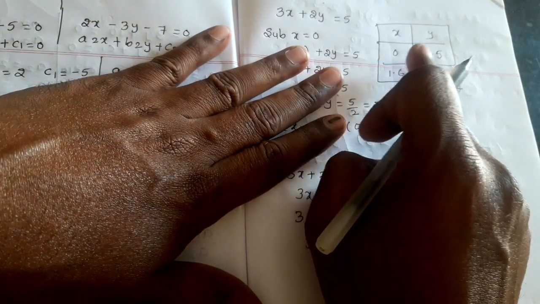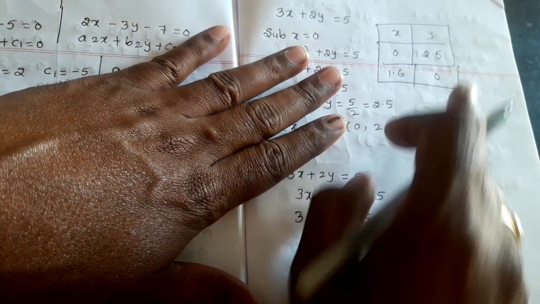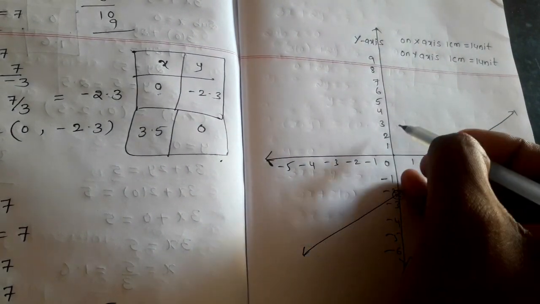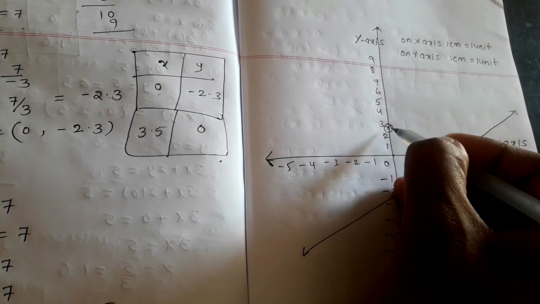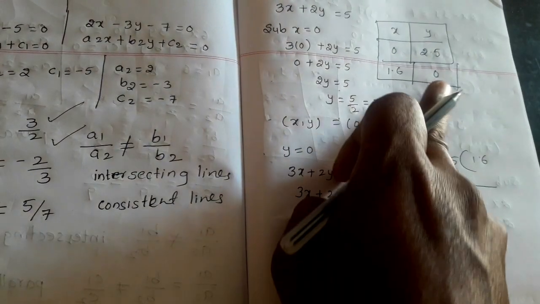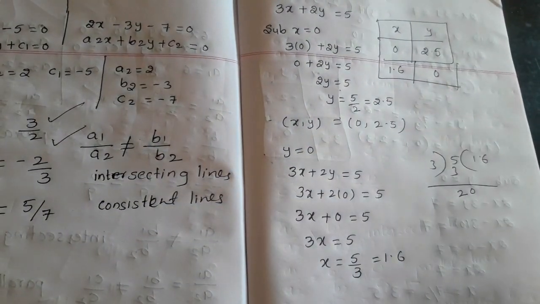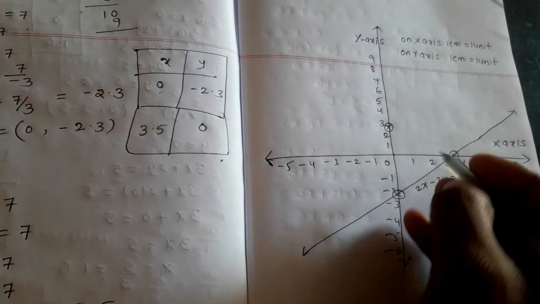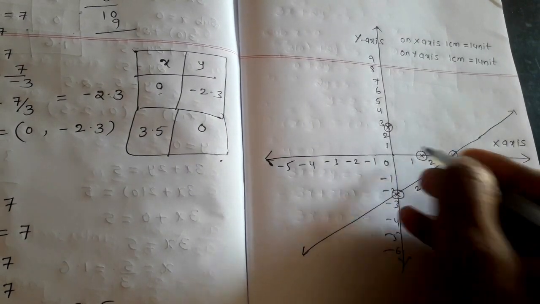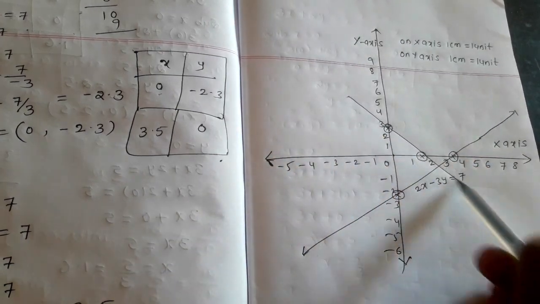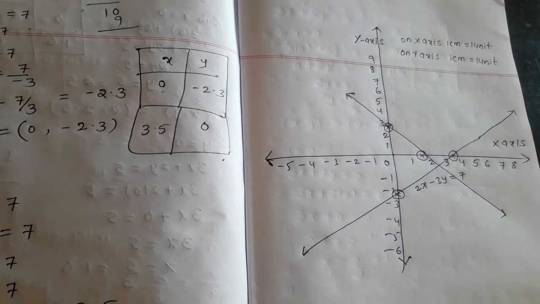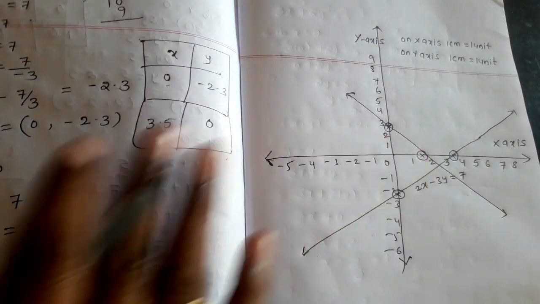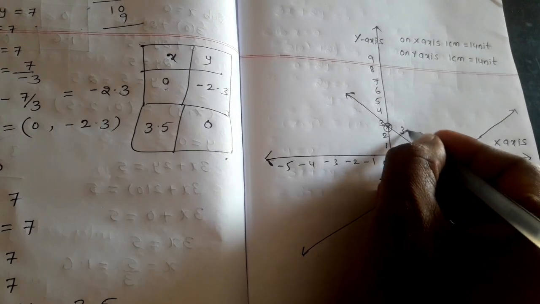Okay, now take the first line. x is 0, y is 2.5. So here is the point. It is a positive value. That's why I am taking it here. So now y is 0, x is 1.6. On the x-axis you have to take 1.6. So join this. This line's name is 3x plus 2y is equal to 5.